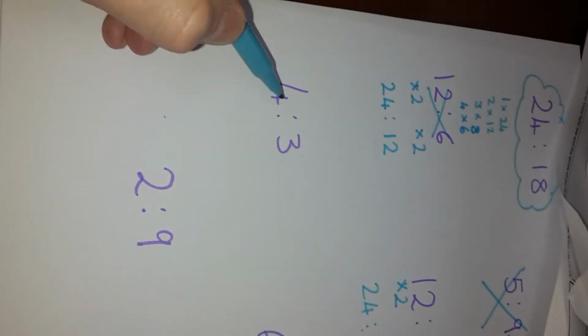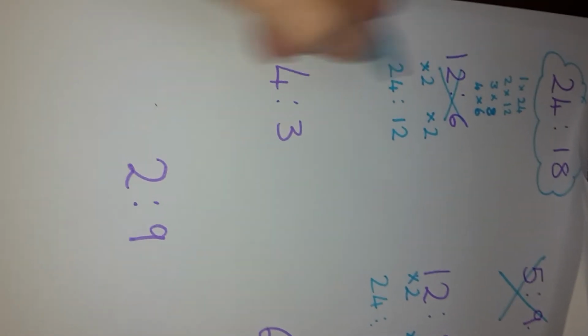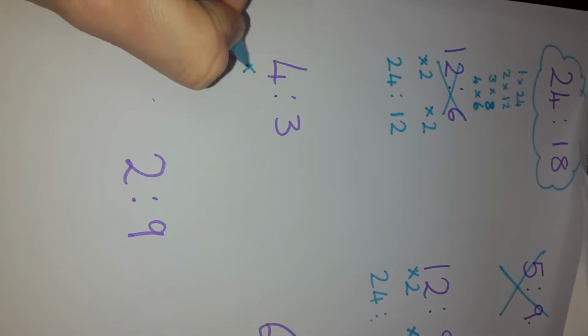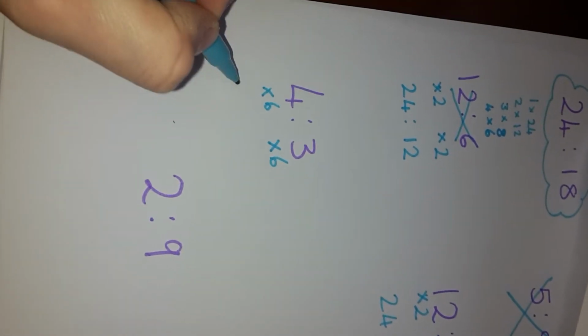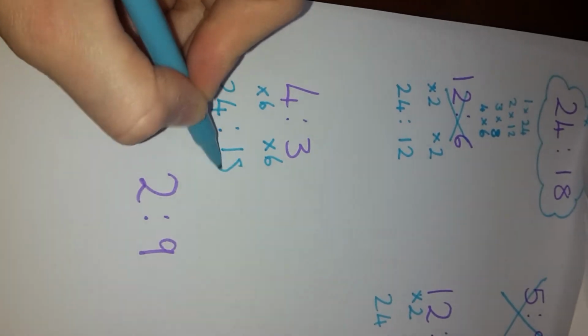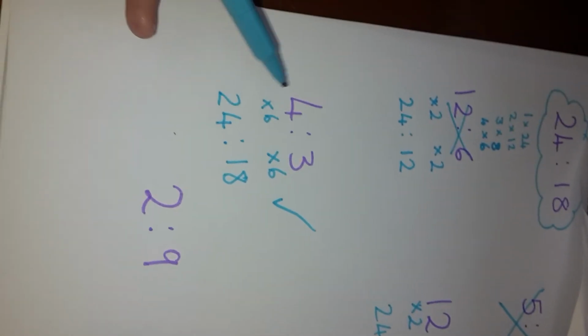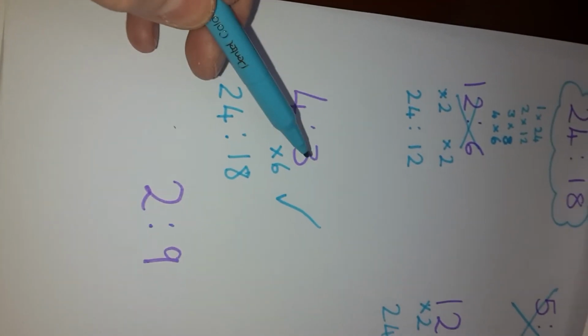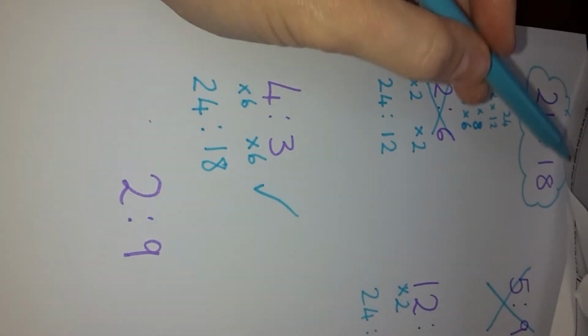Let's try 4 to 3. 4 is a factor of 24. It's 6 times, so I'm going to times this one by 6 and this one by 6. 4 times 6 is 24. 3 times 6 is 18. So yes, this is a factor. This is another pattern we could have. We could have 4 of the first bead and 3 of the second bead, and that pattern would occur 6 times to use all of our beads up.